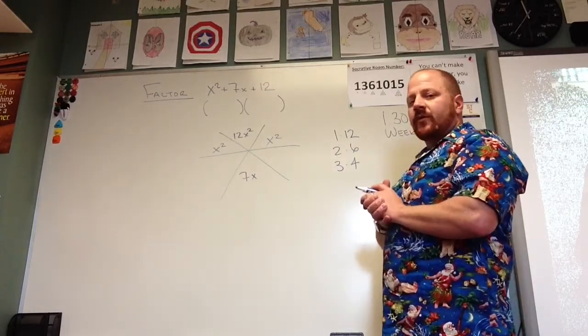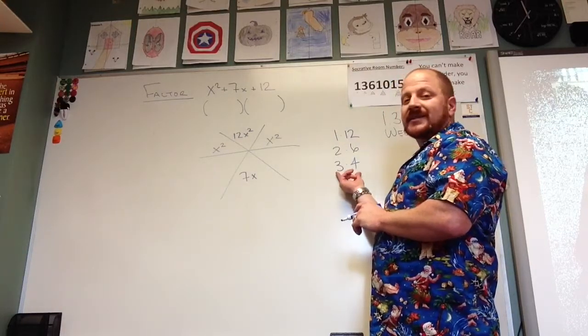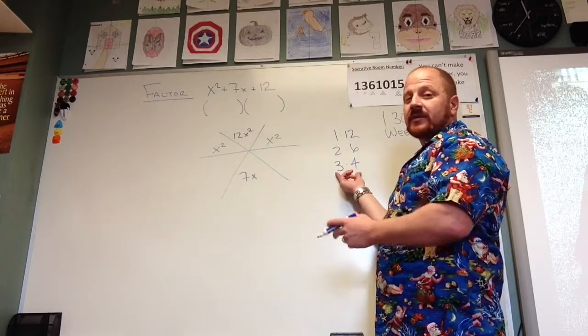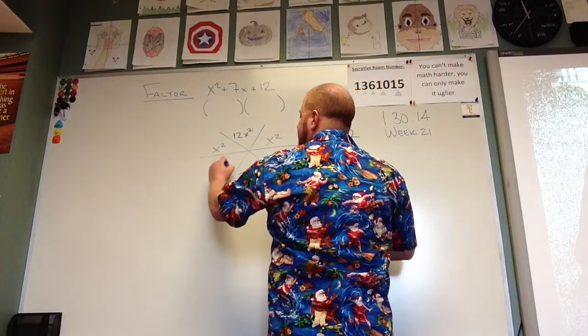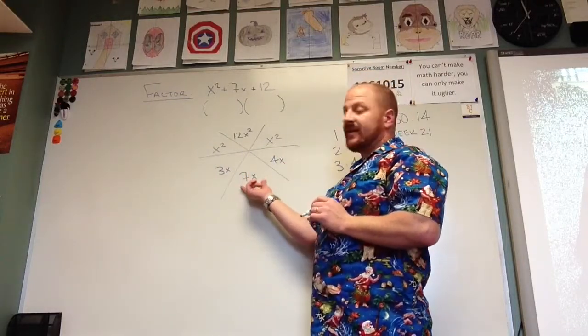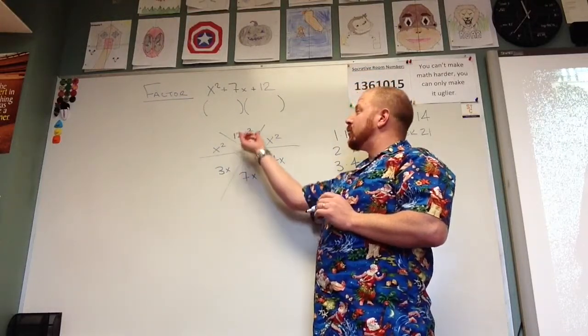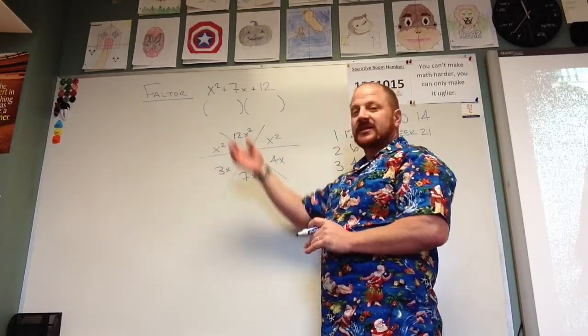And now what I'm looking for is two factors that add to 7. Well, right here on the bottom, I can see that 3 and 4 are going to add to 7. They're also going to multiply to 12. So that means that 3x plus 4x is going to be equal to 7x when I sum it, and it'll be equal to 12x squared when I take the product. So now I have my asterisk set up.